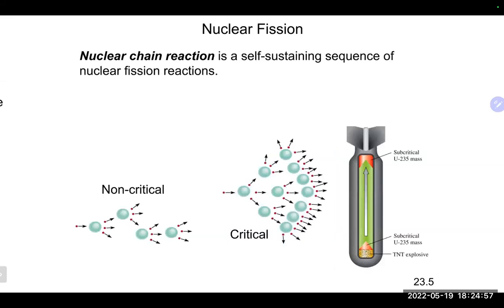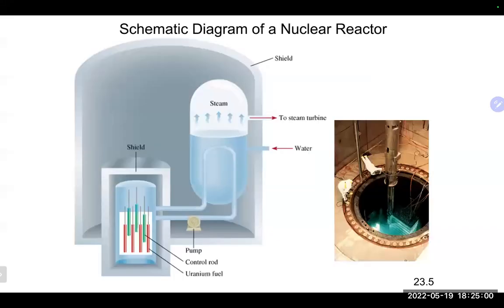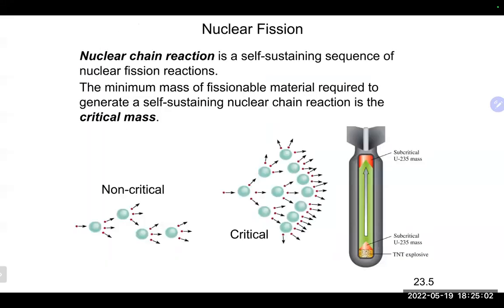And that gets us to what is sometimes referred to as a nuclear chain reaction. A nuclear chain reaction is a self-sustaining sequence of nuclear fission reactions. And again, the idea here is you're basically making neutrons, and that's how you start the whole process. So you're feeding and fueling this reaction as it goes through.